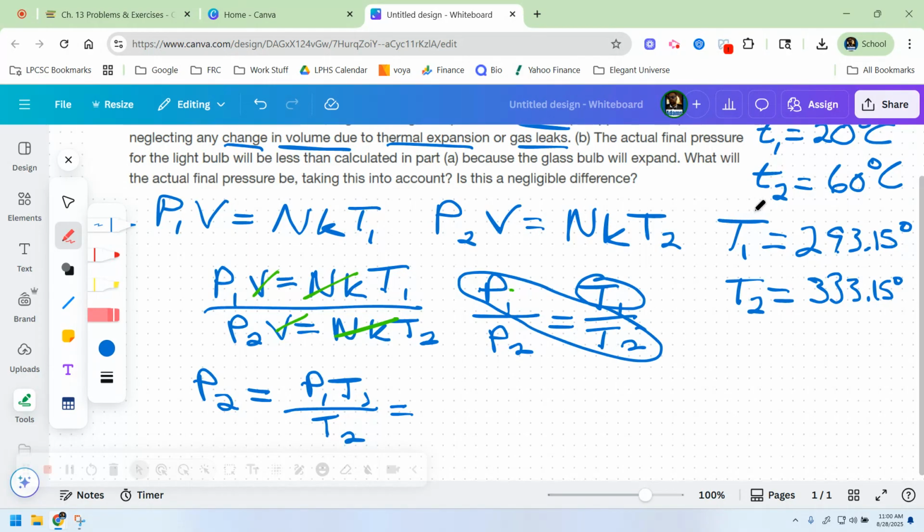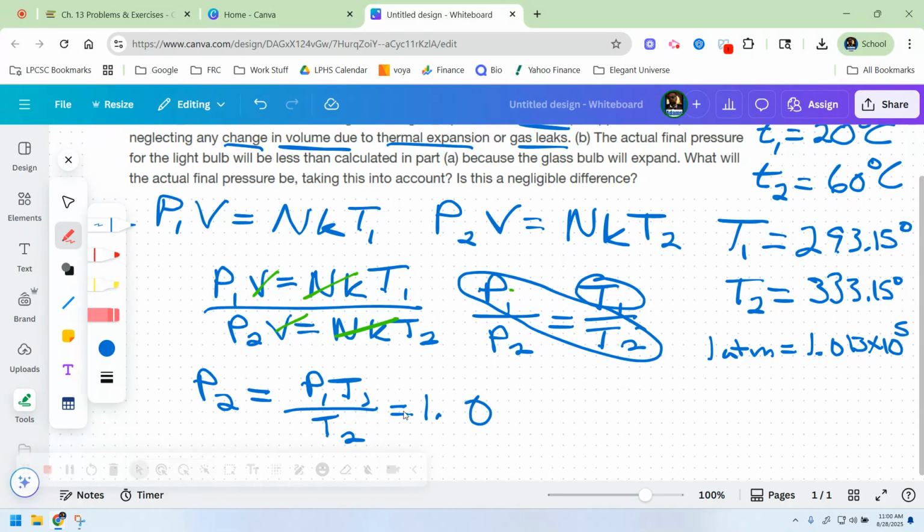You also have to remember, and I forgot to mention this, that 1 atmospheric pressure is equal to 1.013 times 10 to the positive 5, right? And that's in Pascal. So we need to do that conversion for our pressure. So we're going to insert that here.